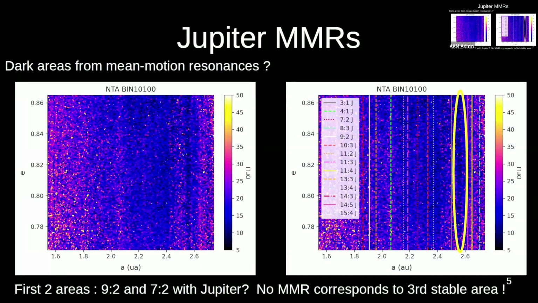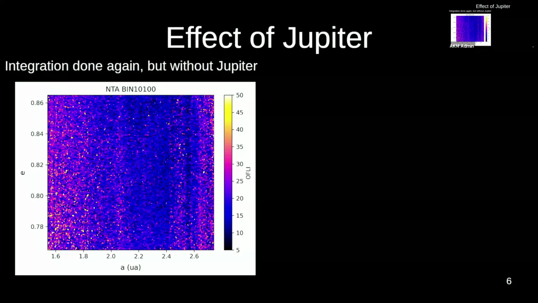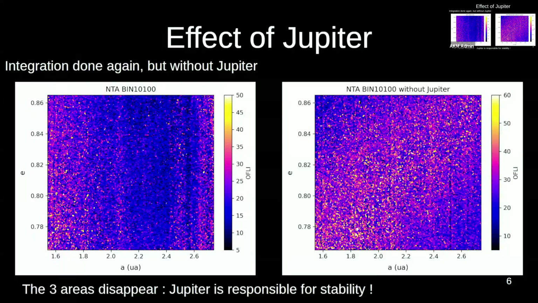To find that out, I wanted to go a bit deeper into the effect of Jupiter on these Taurids, on the Northern Taurids. So, I redid the exact same integration, but I took Jupiter out of my integration, and this is the map I've obtained. Obviously the first two dark areas have disappeared, no mean motion resonance with a planet that doesn't exist, but we can see that the third dark area has also disappeared, so it's much more chaotic now.